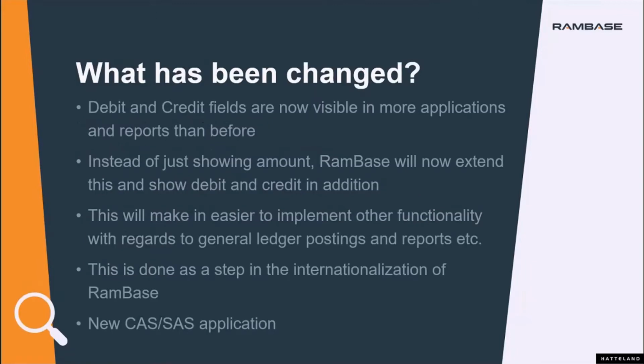So what has been changed in RamBase? The debit credit fields are now more visible than before, so the user will see these fields in more applications and reports than they have before. We will also show debit credit in addition to just amount or instead of amount in some cases. This will make it easier for us to implement other necessary functionality in the future with regards to general ledger postings, reporting, and so on. So this is done as a step in the internationalization of RamBase.